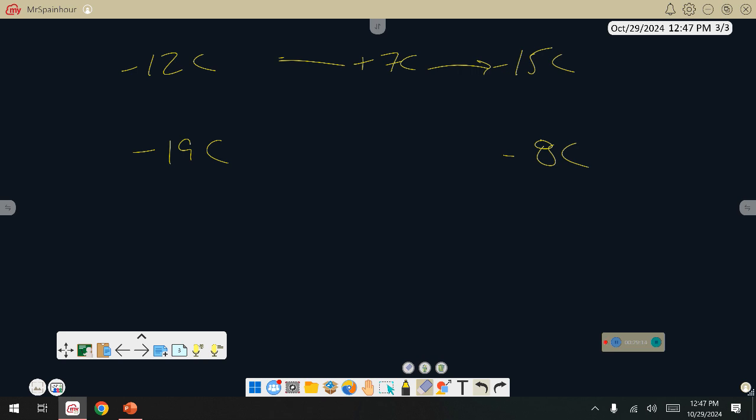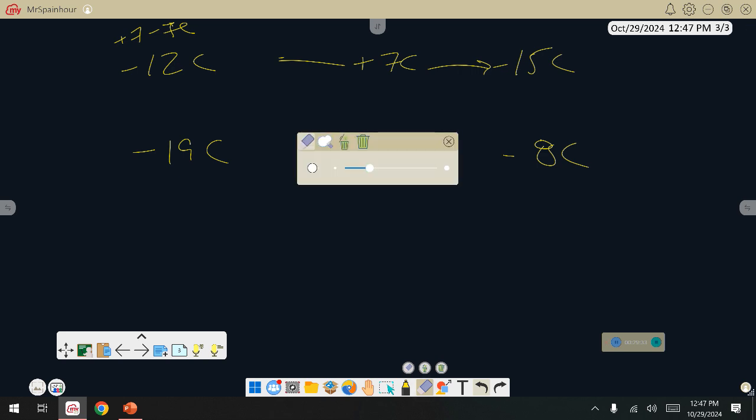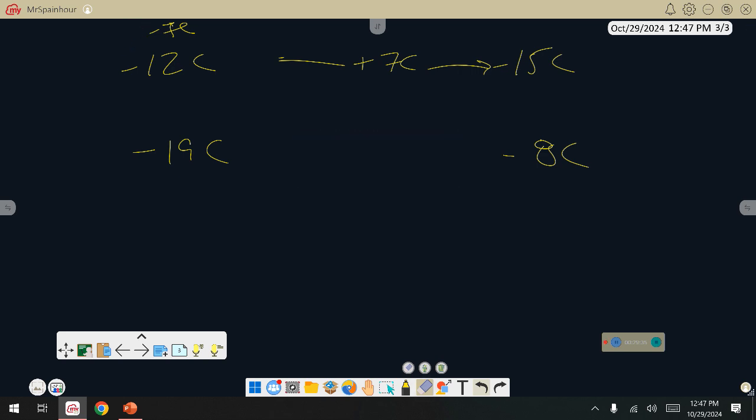If positive 7 leaves this, what happens to its charge? It would decrease. In other words, you can think about this as negative 12, and over here I'm going to put a positive 7 and a negative 7, right? So if positive 7 leaves, now it's negative 19. Does that make sense?